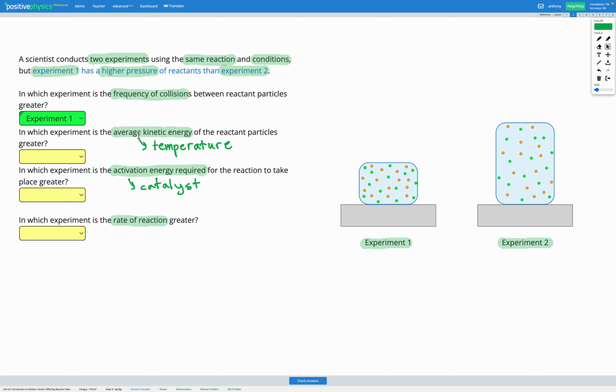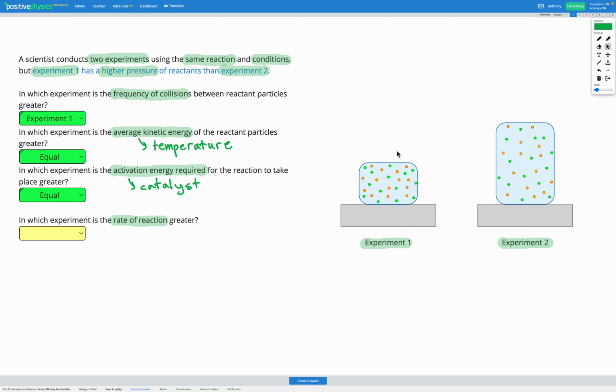Awesome. Next is asking about the average kinetic energy. Now we're told we've got the same conditions between experiment 1 and 2. So we've got the same temperature and therefore the same average kinetic energy of our reactant particles. So that's going to be equal for both. Next, for the activation energy, since it's the same reaction, the only thing that would change that is a catalyst. And we don't have a catalyst in either experiment 1 or experiment 2. So the activation energy is going to be the same for both.